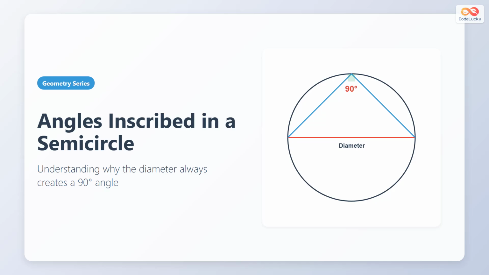Today we are exploring a fascinating rule involving circles and triangles. Specifically, we will look at angles inscribed in a semicircle. Have you ever wondered what happens when you draw a triangle inside a half circle using the diameter as one side? The answer is surprisingly consistent.